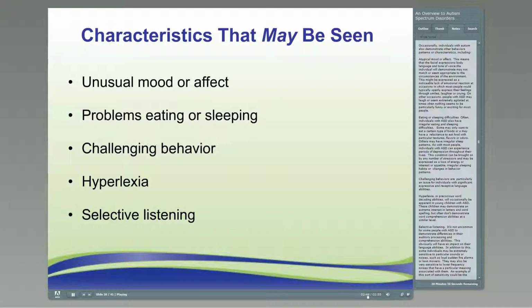Other individuals may not demonstrate a reaction at all to the sounds that most people would find difficult to ignore, such as a baby crying or a blaring television.